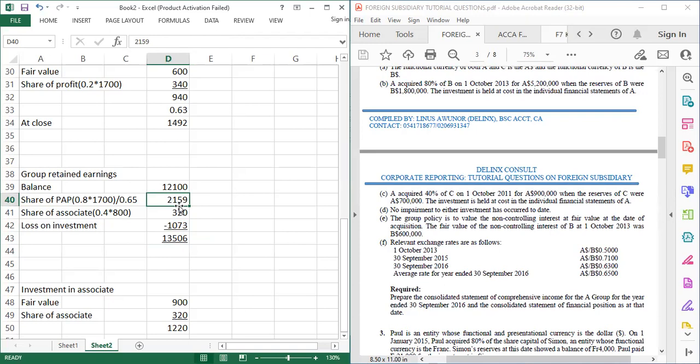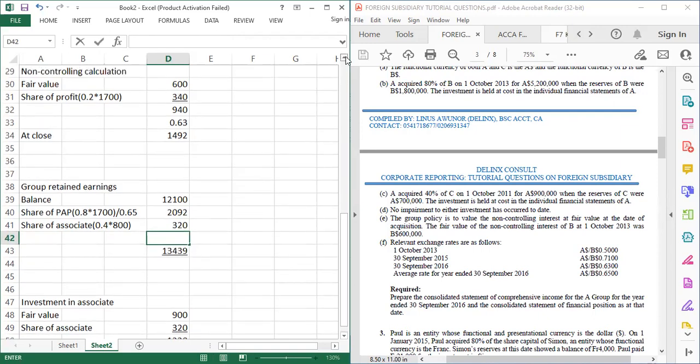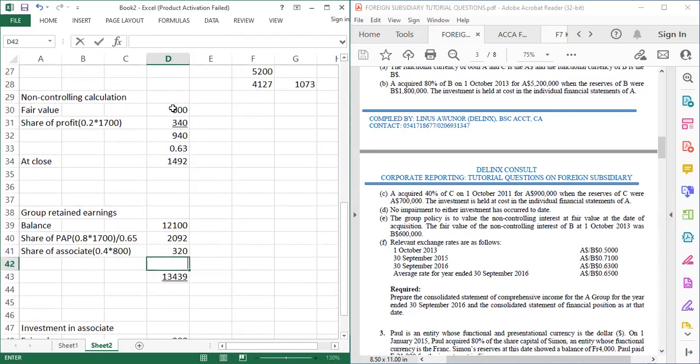I'm getting 2092. Okay. So this loss over here will not come. So what we do is that the NCI will also have their first amount translated at the opening rate. So the 600 will be translated at the opening rate.